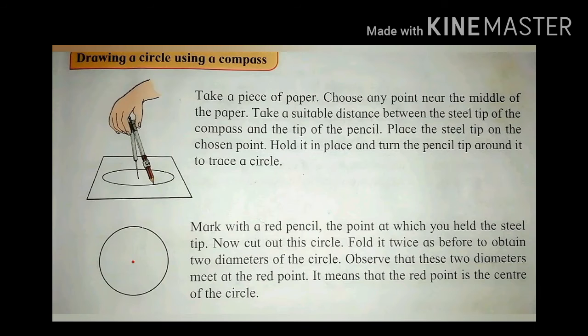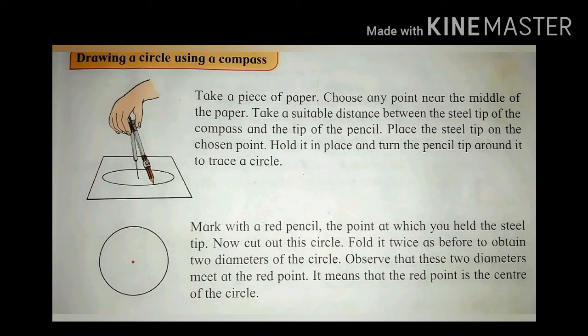Drawing a circle using a compass. Take a piece of paper. Choose any point near the middle of the paper. Take a suitable distance between the steel tip of the compass and the tip of the pencil. Place the steel tip on the chosen point. Hold it in place and turn the pencil tip around it to trace a circle.